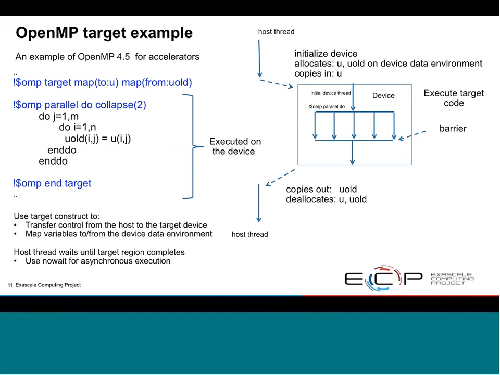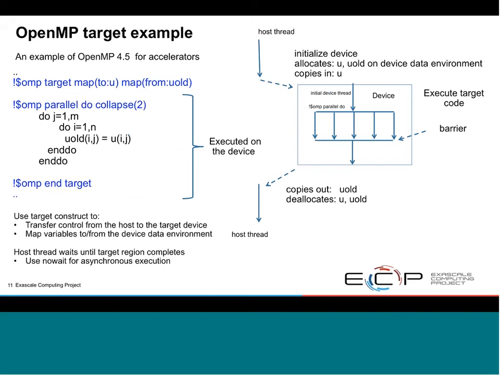Just to give you a very brief overview, this is an example of how we can use OpenMP for accelerators, where we have a typical OpenMP 3.1 code with an OMP parallel do, and we can basically enclose that region with the target directive, and that will automatically place that code into the accelerator, which will generate the code that will execute in the accelerator, as well as create the data environment that we need for the code.